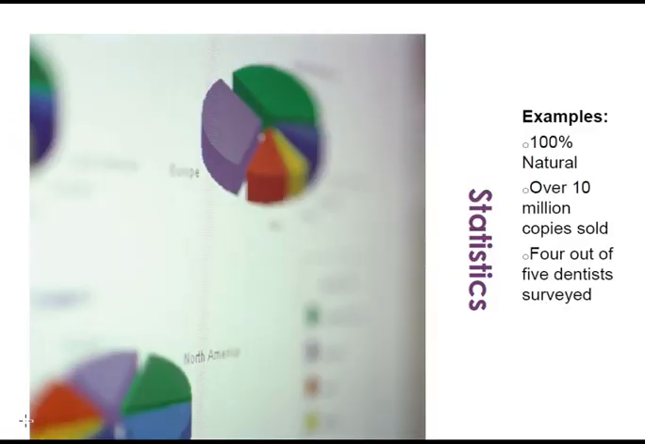Statistics are the first type of supporting material that can be used in your speech. Statistics can refer to the summary of numerical data that has been collected, analyzed, organized, and published in a simplified format. We tend to value science and research over other forms of knowledge. Statistics are often used in commercials, as when you hear that a product is 100% natural, that over 10 million copies have been sold, or that 4 out of 5 dentists surveyed recommend a particular product. So the statistics can be very useful.